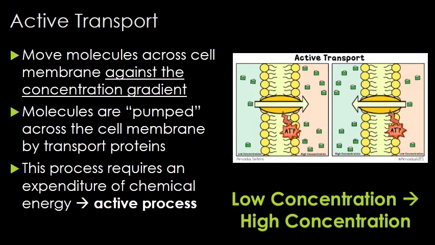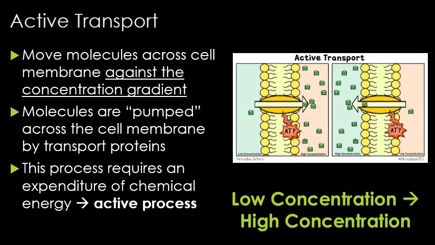Because active transport does not depend on diffusion, cells can use this process to concentrate molecules within the cell or to remove waste from a cell. And it's going to move against the concentration gradient. It's going to go from low concentration to high concentration. So you're going to actually pump those molecules using proteins and energy, usually in the form of ATP, across the membrane from low to high.